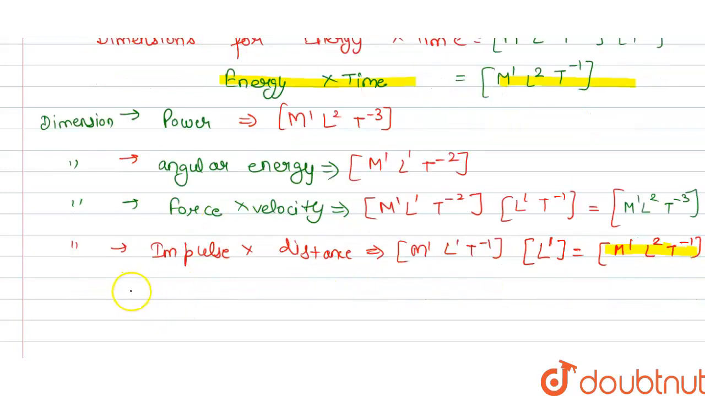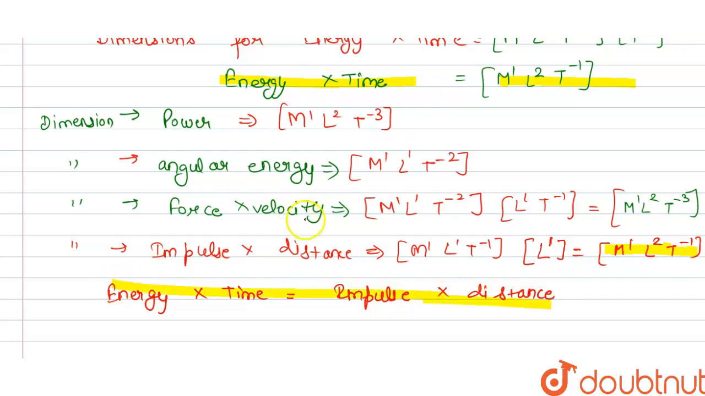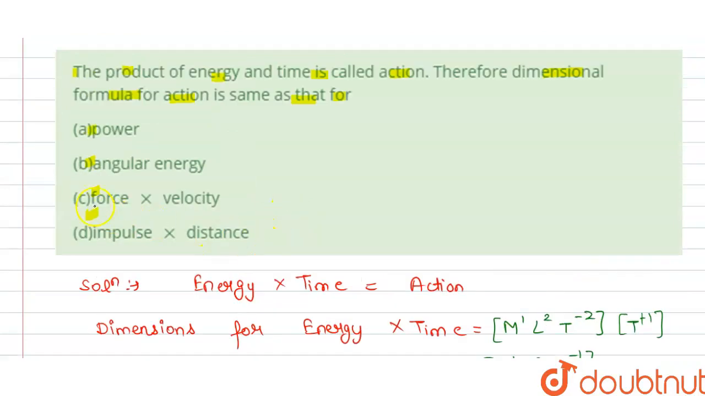So we can write here energy and time is the same as impulse into distance. So this is our answer for this question. Now we can check which option is correct here. So our option D will be correct.